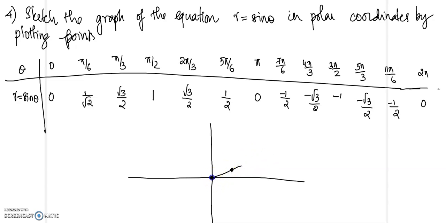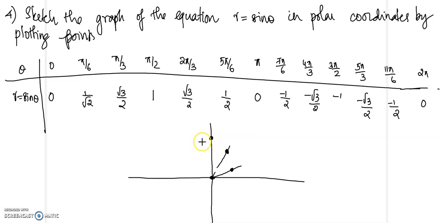ഇനി അടുത്തത് 60 degree വരും. The value will be root 3 by 2 and pi by 3. So the angle is 60 degree. So this will be the point pi by 3, root 3 by 2. And when you have 90 degree r value, the radius is 1. So we will get the point pi by 2, 1. Then again 2 pi by 3 varum.